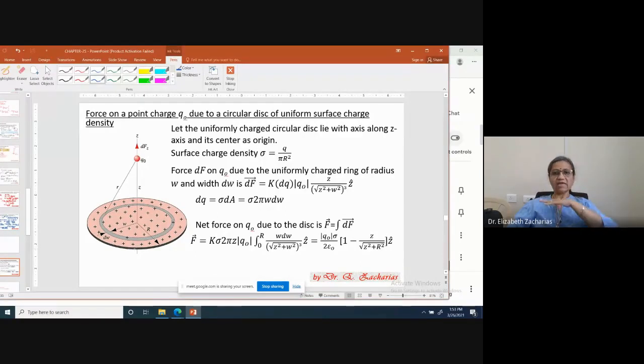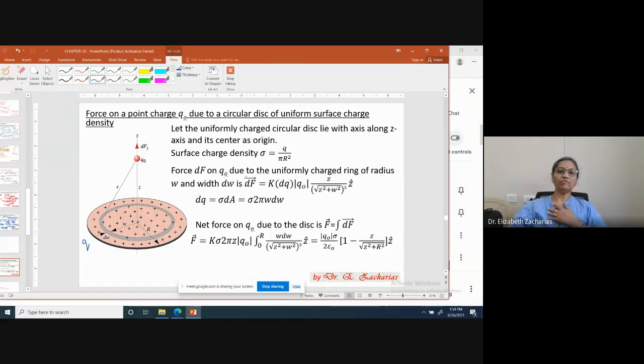It's a disk carrying a uniform charge. The radius of the disk is capital R, and let the total charge on it be some q. Along the axis, at a distance z, you place a positive charge q naught. What is the force experienced by q naught is what you are supposed to find. And remember, this is just taking the previous ring problem and going one step ahead.